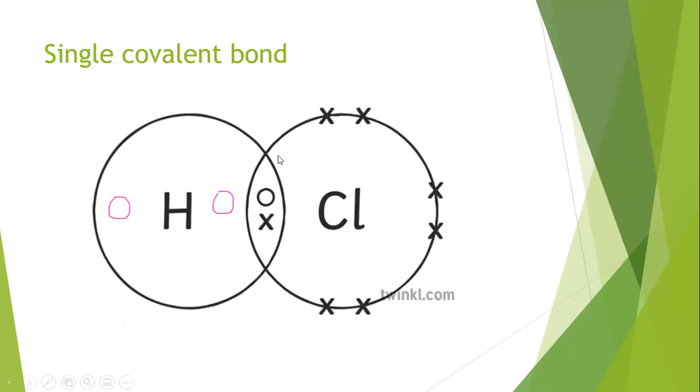Here you can see the example of hydrogen chloride, HCl. The bond in hydrogen chloride is a single covalent bond. Hydrogen has one electron in its outermost shell and chlorine has 7 electrons in its outermost shell. Hydrogen needs 1 electron to complete its duplet, and chlorine needs 1 electron to complete its octet. So both atoms share their 1 electron. One bond pair is shared between these two atoms. This is a single covalent bond.